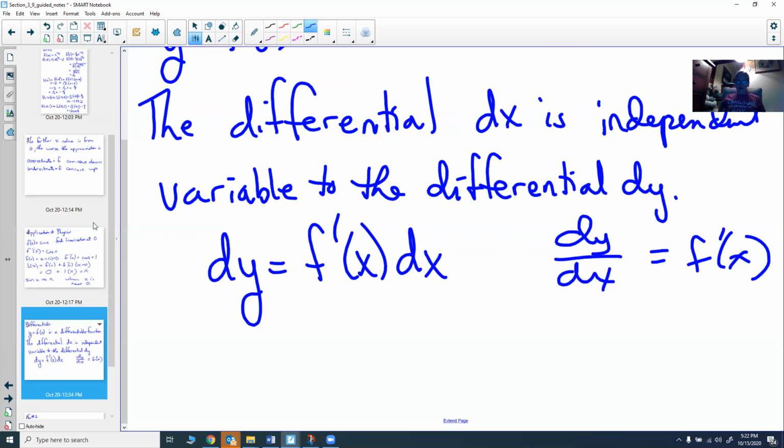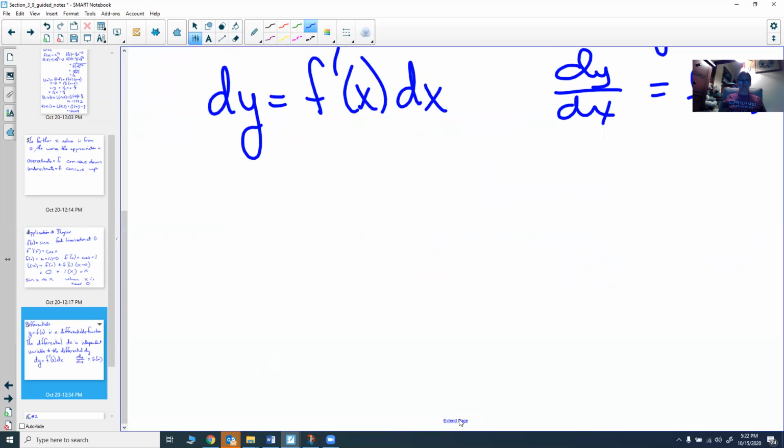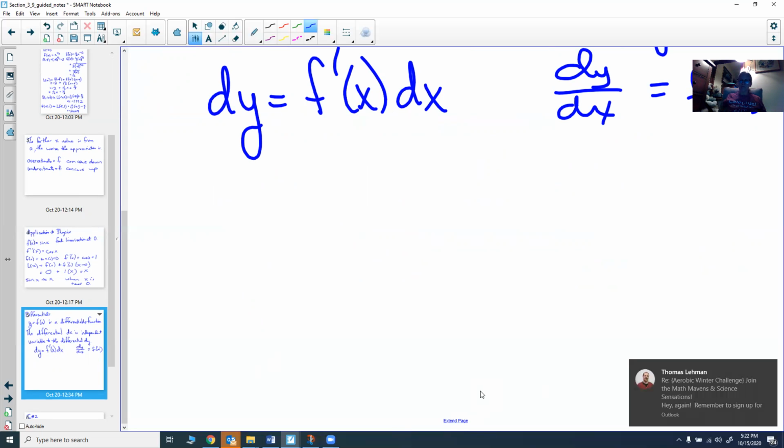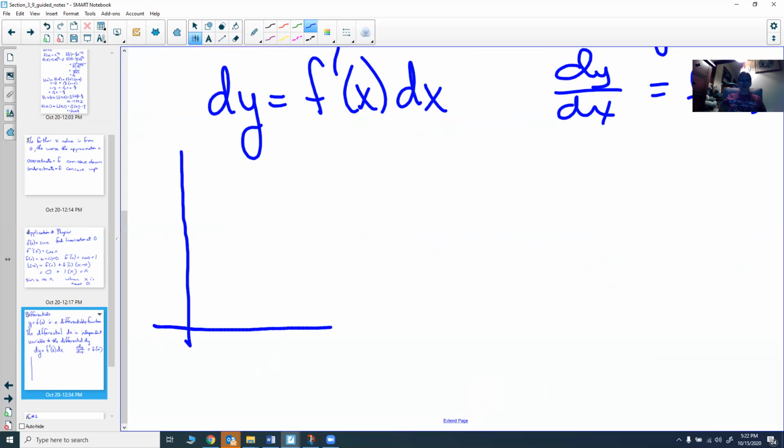So what I want to look at is why we can do this and what this actually means. So let's look at a graph of this. We're going to draw a graph here and show you kind of what this is talking about. I'm just going to draw it in the first quadrant. There's no reason it has to be in the first quadrant. You can draw it anywhere you want. I don't care where you actually draw it.